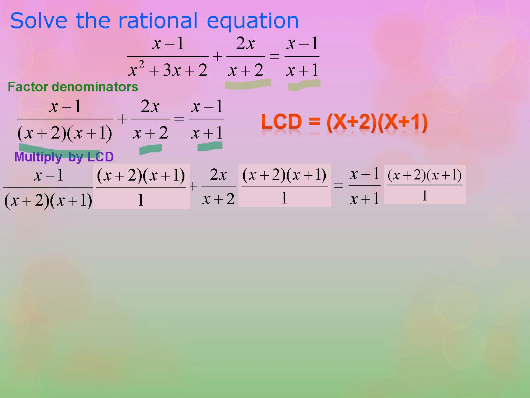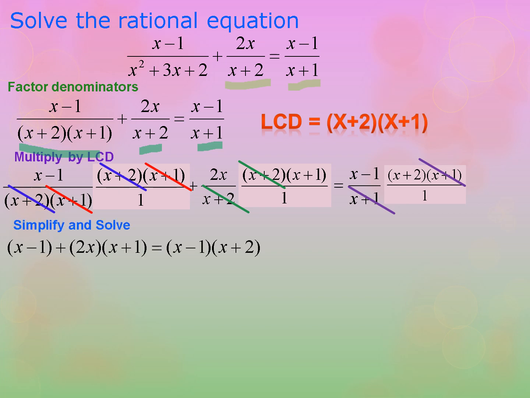Now, let's see if anything cancels. In the left fraction, the x plus 2's cancel, and so do the x plus 1's. In the second fraction, x plus 2's cancel. And then on the right side of the equal sign, the x plus 1's cancel. Now, let's write what we have left. In the left rational expression, I should just have x minus 1. In the second fraction, I have 2x times (x plus 1). And in the third rational expression, I have (x minus 1) times (x plus 2).